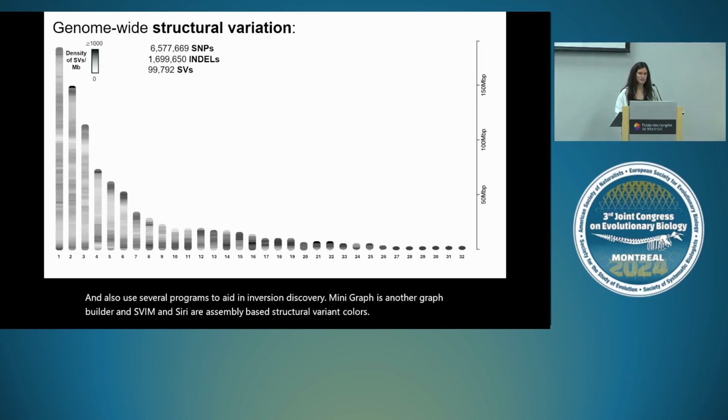So across the genome, I found about 6.5 million SNPs, about 1.7 million indels, and about 100,000 structural variants. The structural variants cover 3 times more base pairs than SNPs. Indels cover 4 times more base pairs than SNPs. And they tend to be more densely located towards the end of the chromosomes, probably near the telomeres.